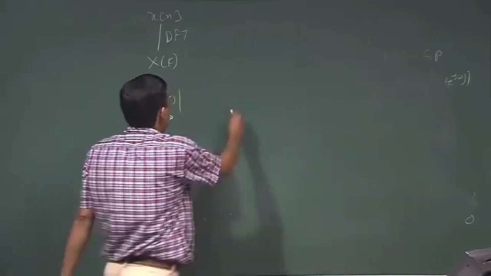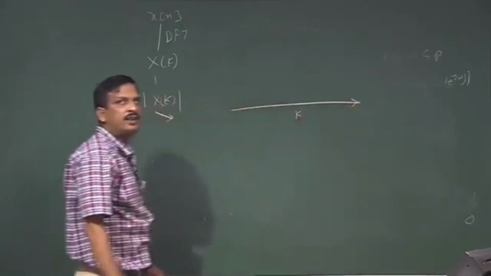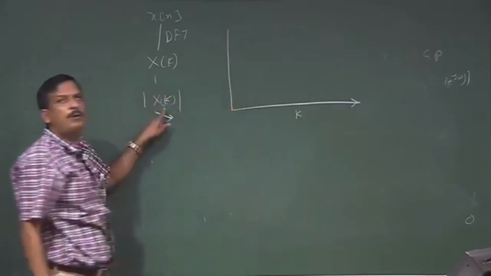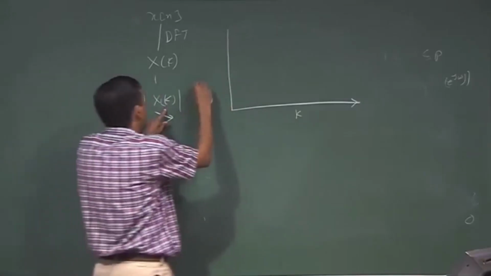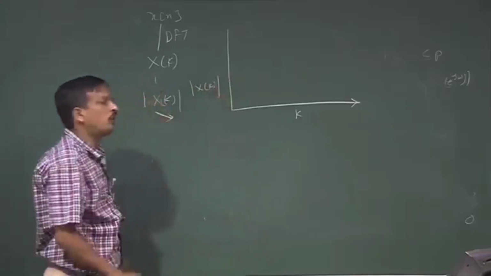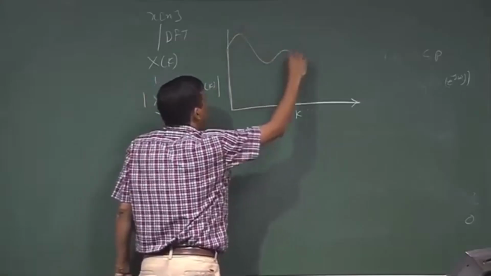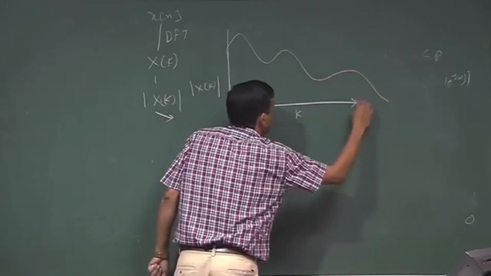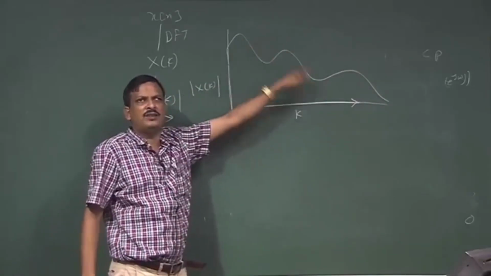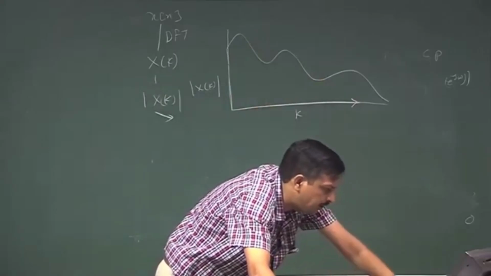So, what is the spectrum? This axis is the k axis, the discrete frequency k, and this axis is the amplitude, mod of xk. So, k equal to 0 I get here. I get this kind of speech spectrum. It is not that smooth; I am drawing it smooth. If you draw it for real, you get this kind of speech spectrum.